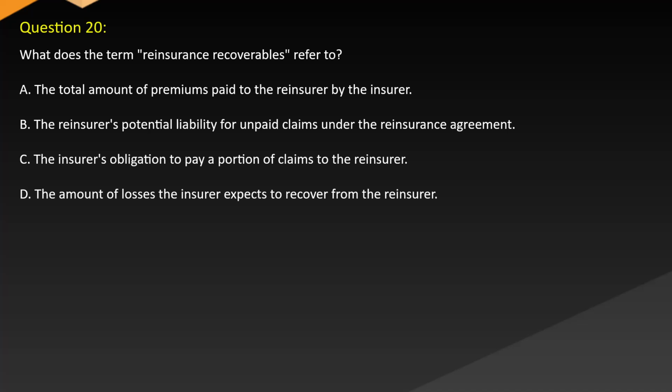Question 20. What does the term reinsurance recoverables refer to? A. The total amount of premiums paid to the reinsurer by the insurer. B. The reinsurer's potential liability for unpaid claims under the reinsurance agreement. C. The insurer's obligation to pay a portion of claims to the reinsurer. D. The amount of losses the insurer expects to recover from the reinsurer.